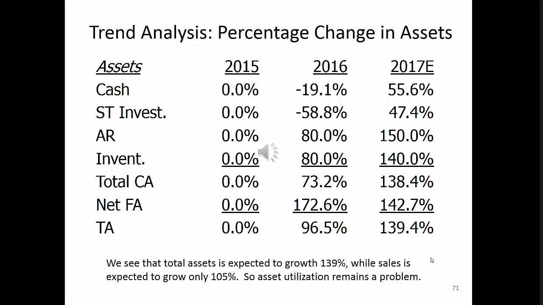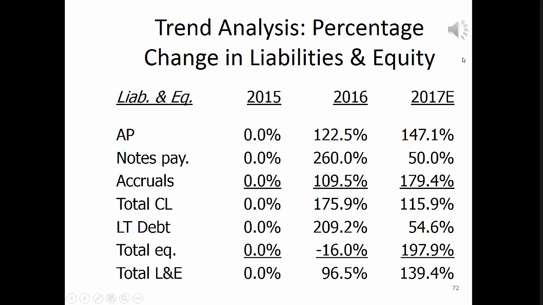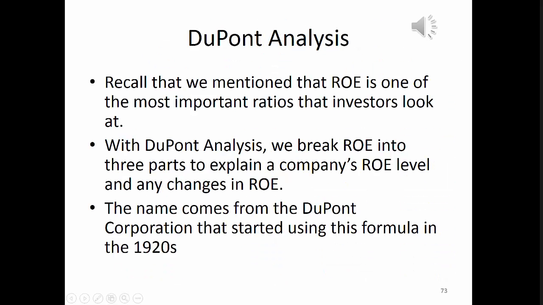So when we look at these numbers, we need to pay attention to the company's asset utilization and try to understand why sales is expected to grow behind the asset growth. And on this slide, you have the trend analysis, or say the percentage change in the liability and equity part of the balance sheet. Now let's talk about the DuPont analysis.